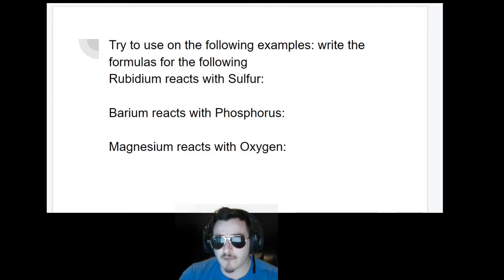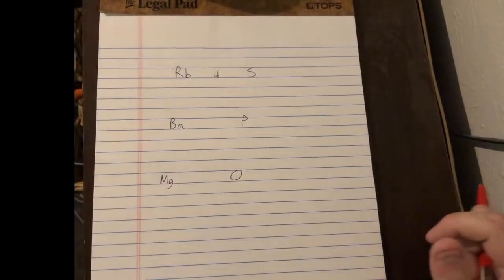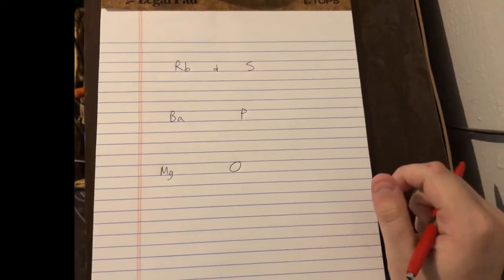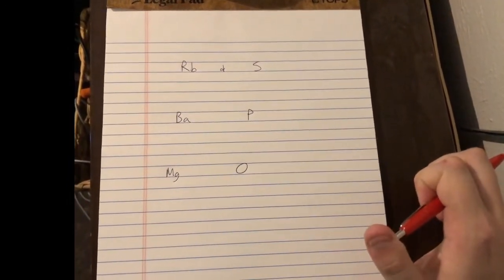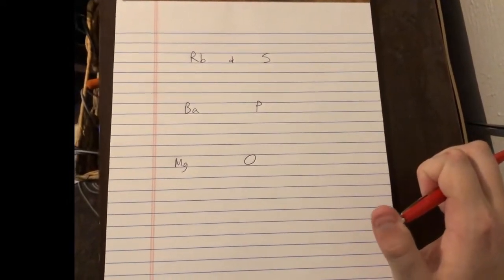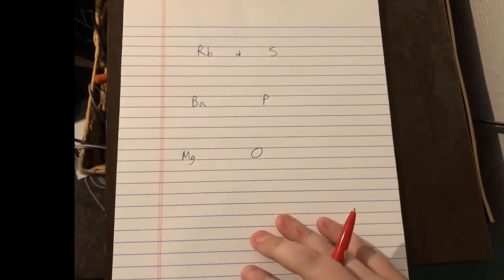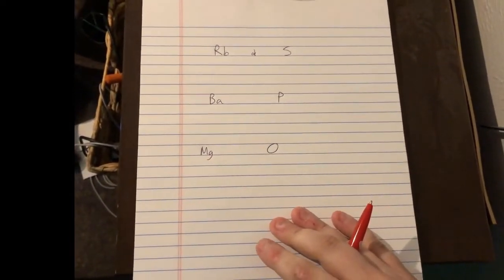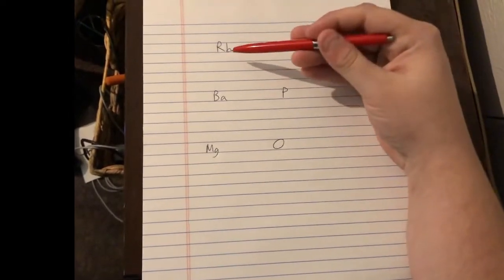So now, let's do a few more examples. Rubidium with sulfur, barium and phosphorus, magnesium and oxygen. Here we go. I apologize for the slight change in camera format, but I have found myself without a dry erase marker. Oh my goodness. So let's do these 3 examples of ionic compounds, and we're going to show you the shortcut method with them. And so we've written out the element symbols of the elements that were just on the slides that are depicting the examples that we're doing here.